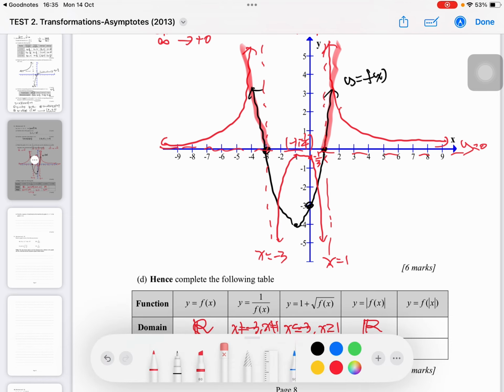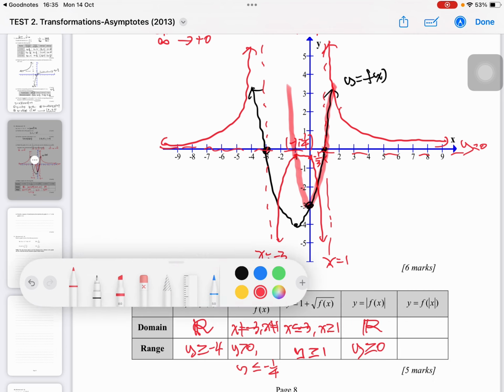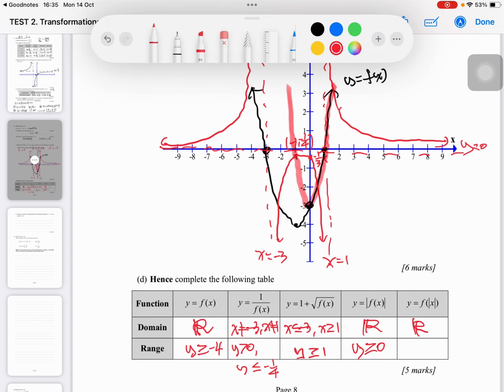And when only x has the modulus sign, this part remains, and it is copied on the left side, exactly the same, and we ignore all other parts. So now all real numbers can be x, and y is larger than or equal to negative 3.